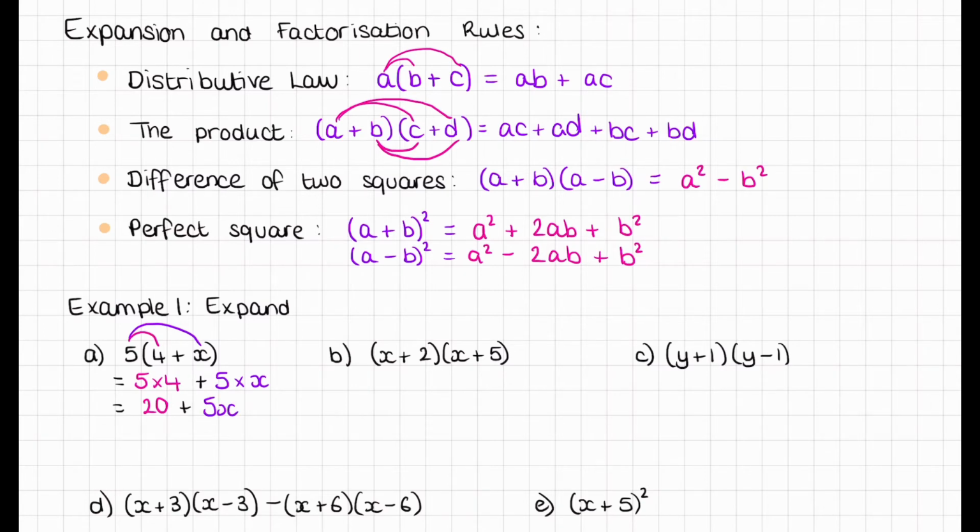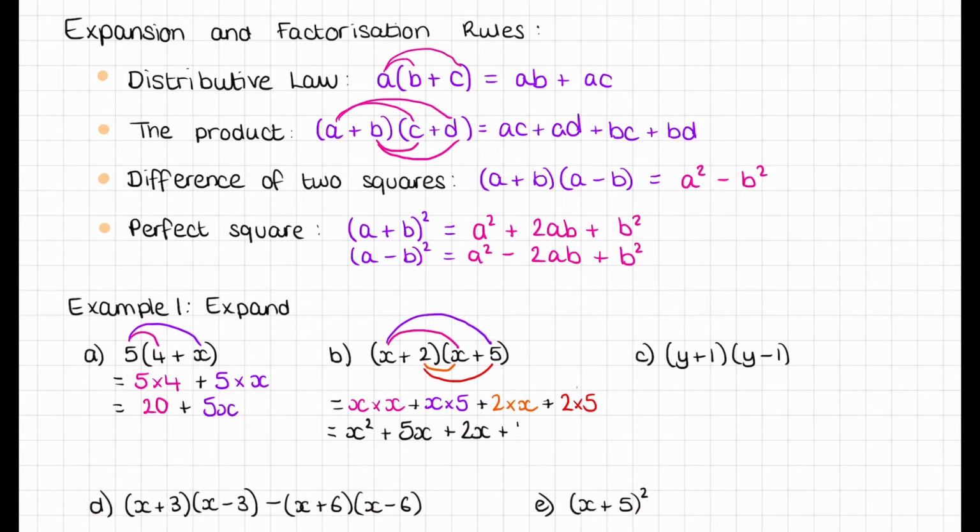B, we've got x plus 2 multiplied by x plus 5. So first of all, I'm going to go x times x. Then we're going to have x times 5, 2 times x, and then we'll have 2 times 5. Then we can simplify that down and we'll have x times x, which is x squared, plus x times 5, 5x, plus 2 times x, 2x, plus 2 times 5, which is 10.